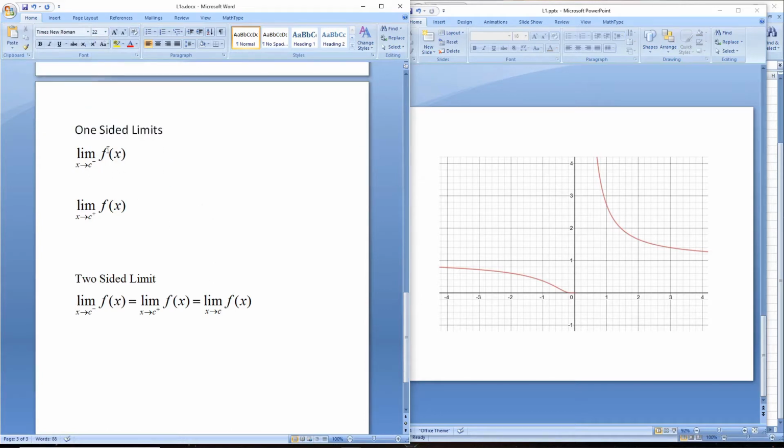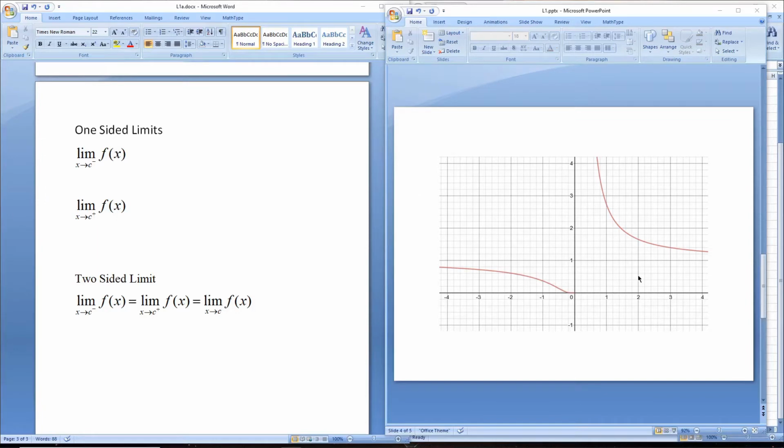So one-sided limits will have this plus and minus in the superscript, and a two-sided limit will not have that plus or minus in the superscript. And again, the two-sided limit means the left and the right equal the same number. So let's do an example, putting all of this notation together.